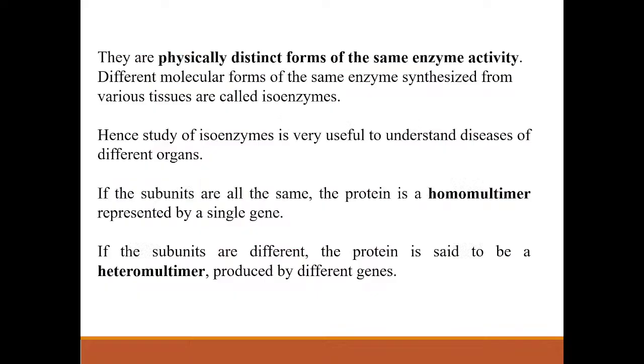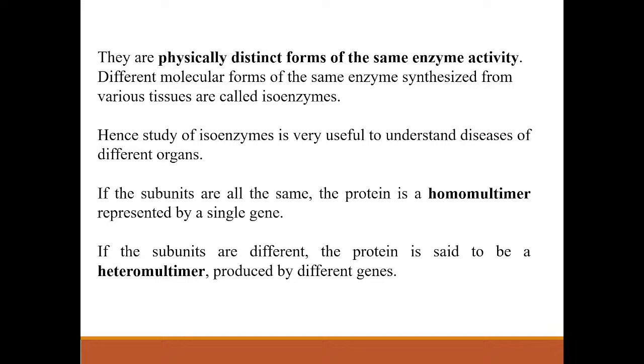So, what are isoenzymes? Isoenzymes are different, physically distinct forms of the same enzyme activity. Different molecular forms of the same enzyme, synthesized from various tissues, are known as isoenzymes. An isoenzyme will have different components and different functions based on the tissue from where it is released. It will have different subunits and specific functions. Hence, the study of isoenzymes is useful for understanding diseases of different organs.